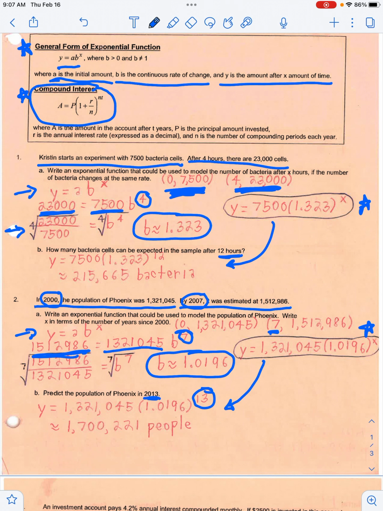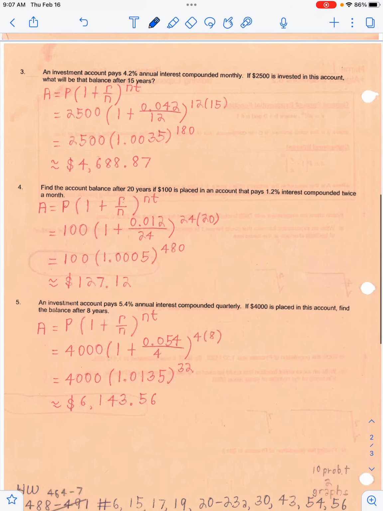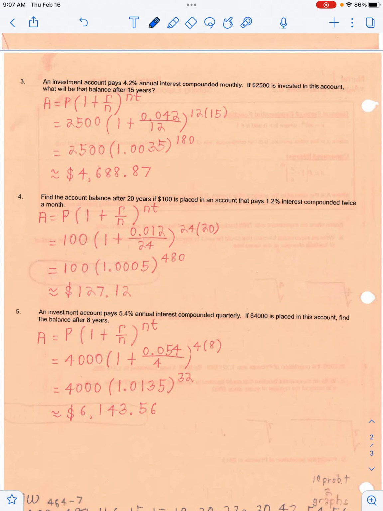P, the principal amount, is the amount you start with and invest. R is the interest rate. We do need to express it as a decimal in the actual formula. And N is the number of times you compound that money per year. So let's go to the back side, and you're going to see this worked out. It says an investment account pays 4.2% annual interest compounded monthly. If $2,500 is invested in this account, what will be that balance after 15 years?